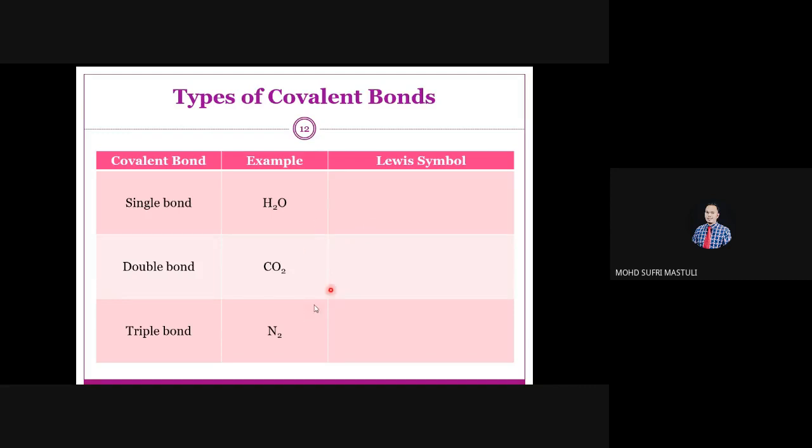You try to write the Lewis structure for these examples of covalent compounds. We have water, you have to draw by yourself, you have to try. We have CO2, you have to do the Lewis structure, and also we have nitrogen, you have to draw the Lewis structure. By drawing the Lewis structures by yourself, you can observe the formation of single bonds, the formation of double bonds in the CO2, and also the triple bond for the nitrogen in N2. Okay.